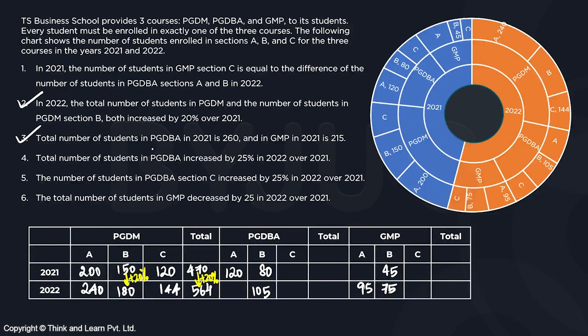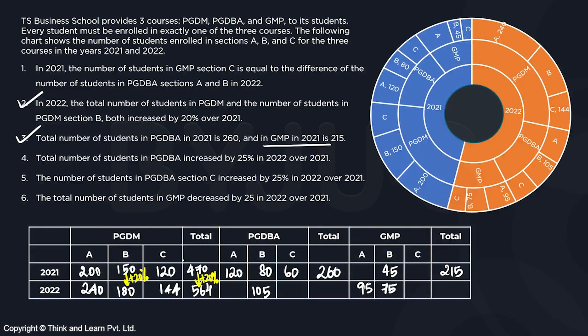Next, the total number of students in PGDBA in 2021 is 260. So this is 260, out of which 200 is already there. So this is going to be 60. And in GMP in 2021 it is 215. We don't know these two values, so we won't be able to figure out that part. So only half of this is known to us.